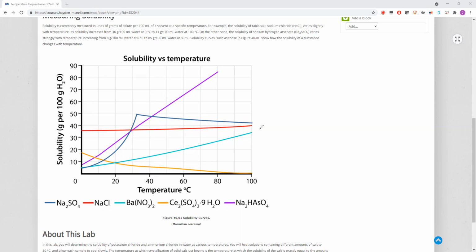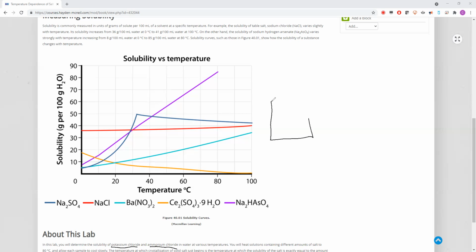Some hardly change at all. Some increase a lot. Some decrease. Others have this weird inflection point where you're soluble at some temperature below 100, and then here we just drop off. And so what we're going to do is look at the solubility of potassium chloride and ammonium chloride today.